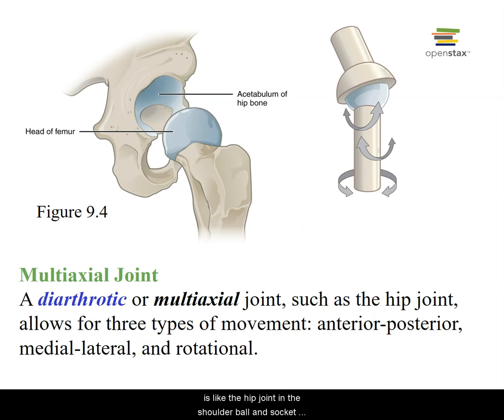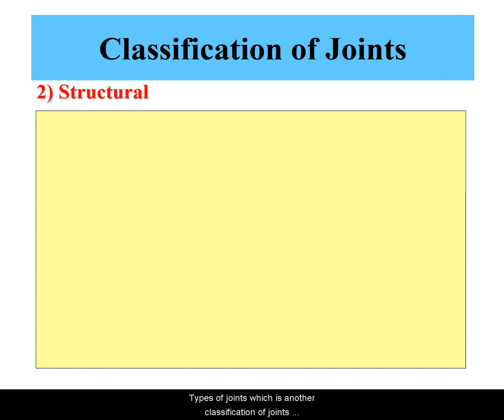A diarthrotic or multi-axial joint is like the hip joint and the shoulder, ball and socket joints, and the joints in your fingers. It allows for movement in several directions and free movement.